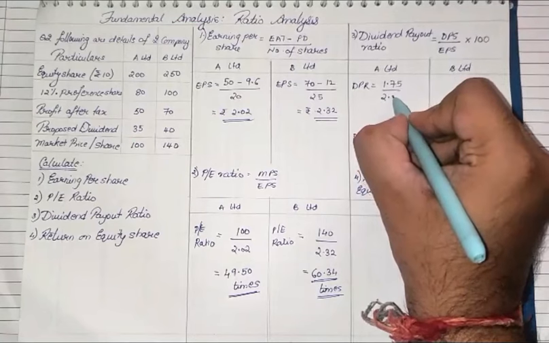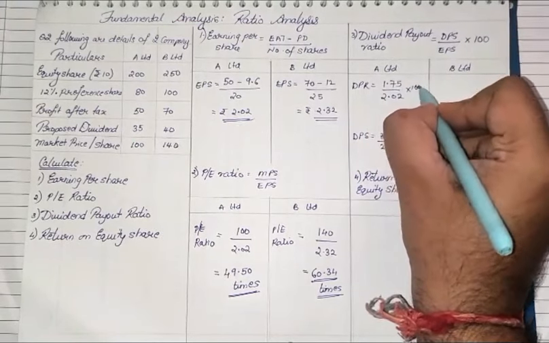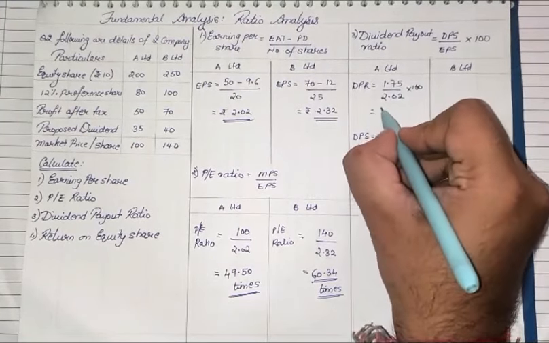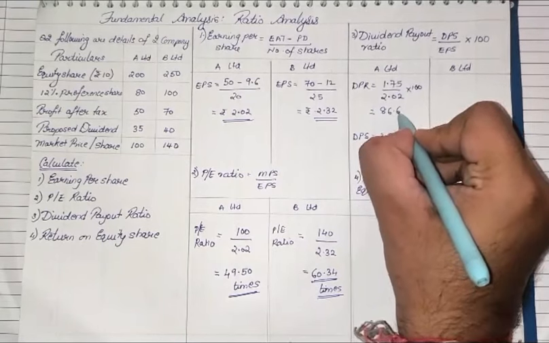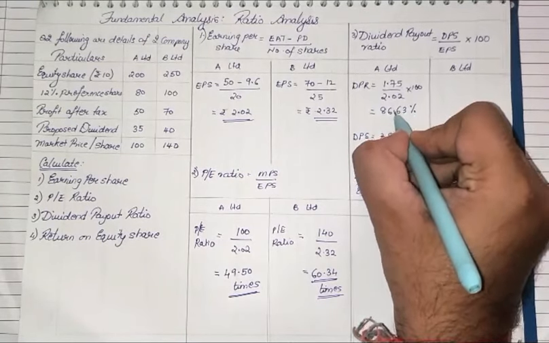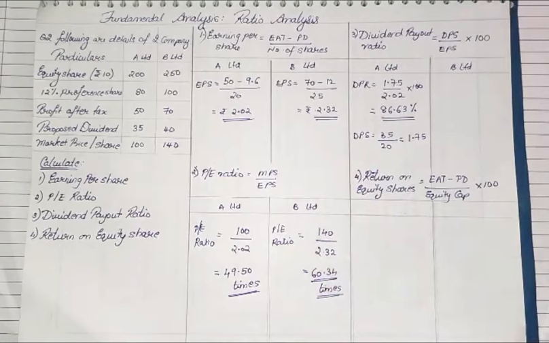So now DPS is 1.75. EPS is 2.02 into 100. So that will come approximately 86.63%. So see, again, it is all based on formulas.